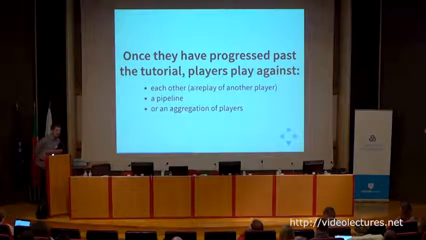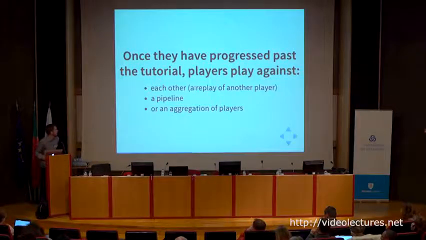When players play, as I said earlier, they play against each other, but if another player is not available for that particular sentence, or a replay of another player isn't available, they play against a pipeline, and they can also eventually play against an aggregation of players. So we use different aggregation methods, like majority voting or some Bayesian methods as well, to infer a kind of silver standard which the players can play against, and that's continuously evolving.